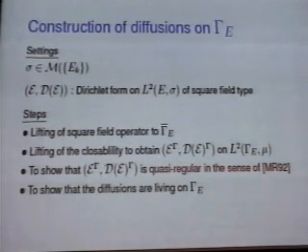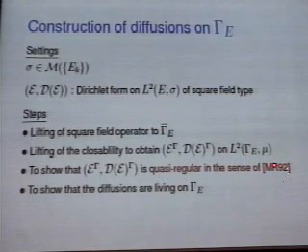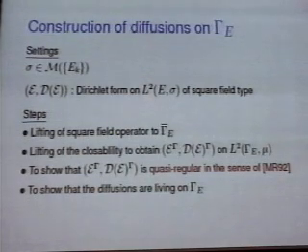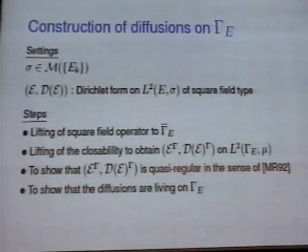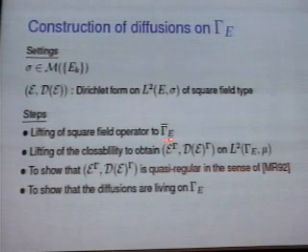If it is closable, then you get a Dirichlet form on the configuration space. And then you use the quasi-regular scheme to check whether or not it is quasi-regular. So if it is quasi-regular, then according to our theorem, there is a diffusion process associated with this lifting of the square field operator. Of course, in this case, the lifting process associated with the square field operator is in general, because you have to work with this closability, on the multiple configuration space.